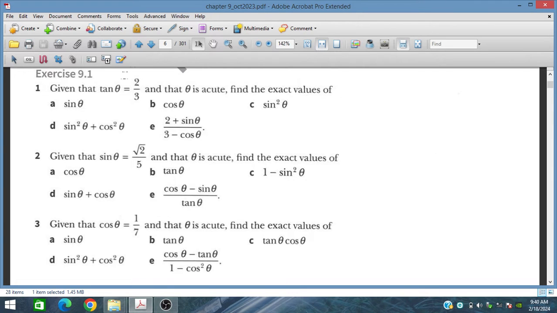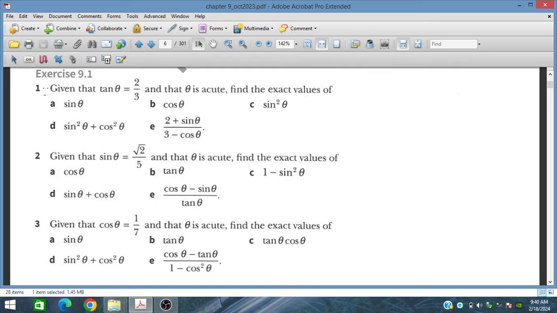Bismillahirrahmanirrahim. In this session, we will discuss exercise 9.1 from the additional mathematics course for IGCSE and O level students. And this is a very initial topic on trigonometry.